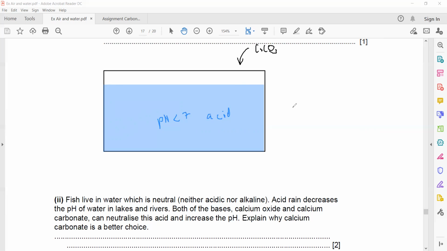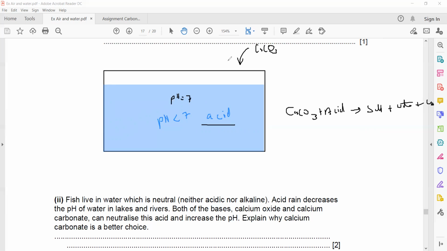So calcium carbonate can also react with acid. When calcium carbonate reacts with acid, this will result in the formation of salt, water, and carbon dioxide. So you will see bubbles, fizz. Once all of the acid is used up, what will happen? The pH will be 7.